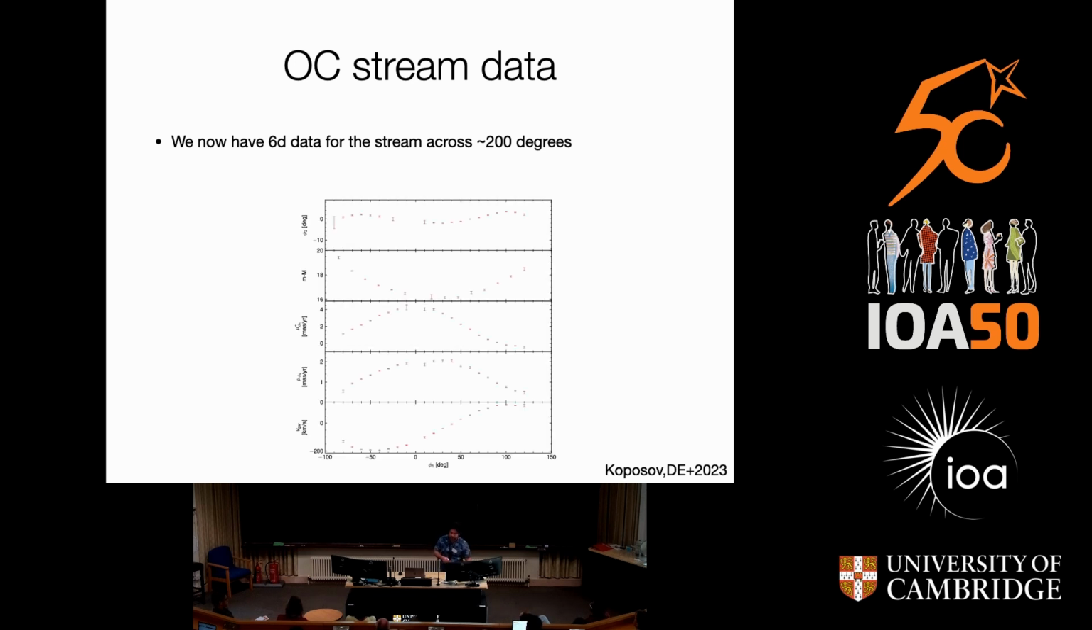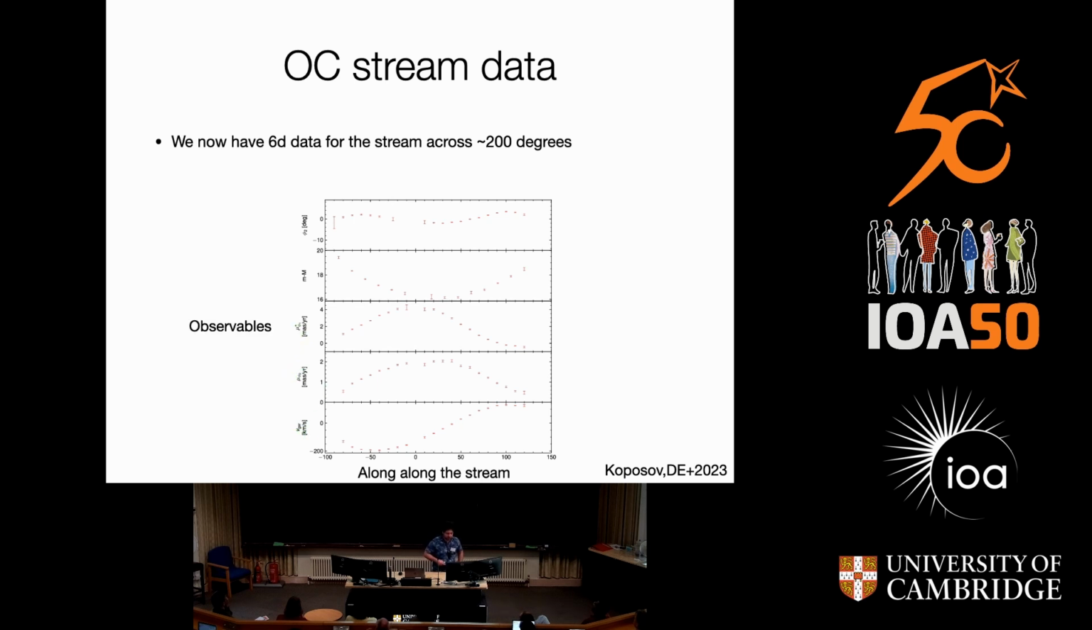So we have the 6-dimensional data for this. I'm going to focus on one stream, which is the longest red stream. It's called the Orphan-Chenab stream. So this is a kind of complicated plot, if you haven't seen these kinds of plots before. Here, the x-axis shows the angle along the stream. So this is just like the angle on the sky along the stream. And these panels show the different observables. So this is the angle across the stream, distance modulus, the two proper motions, and the radial velocity.